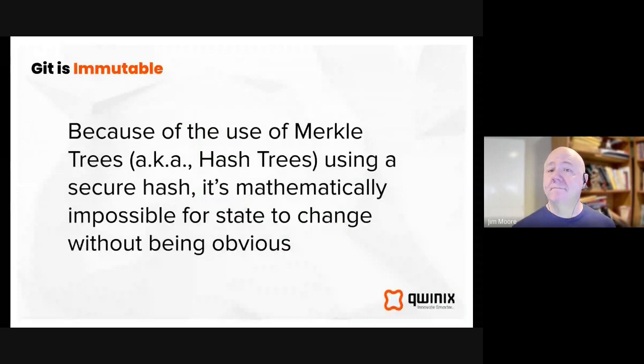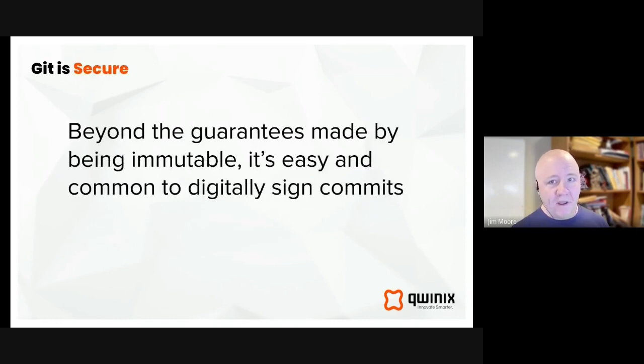So Git is immutable. It uses Merkle trees, also known as hash trees, that use a secure hash, specifically SHA-1, and therefore it's mathematically impossible for state to change without being obvious. So nobody's going to be modifying the code inside there without you knowing. Even if it gets hacked, math is math. It hashes its state the entire way, and so it becomes really obvious if something is changed as part of that system. Git is secure.